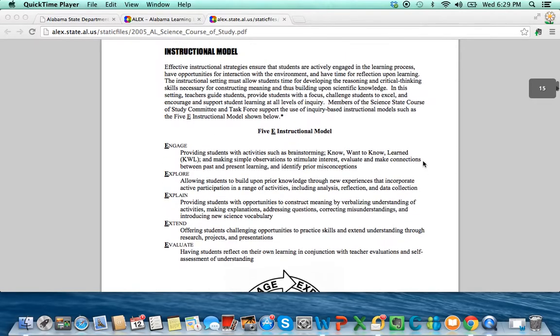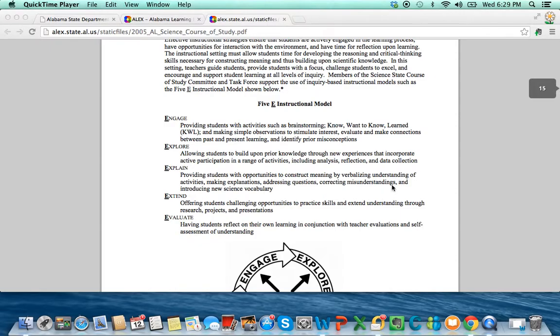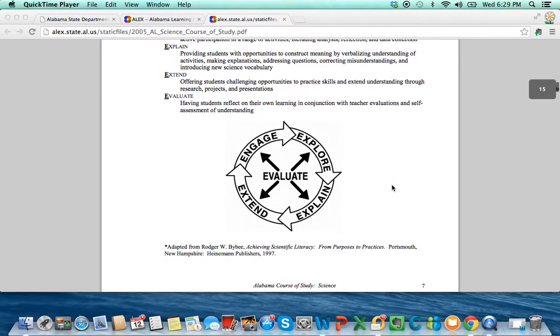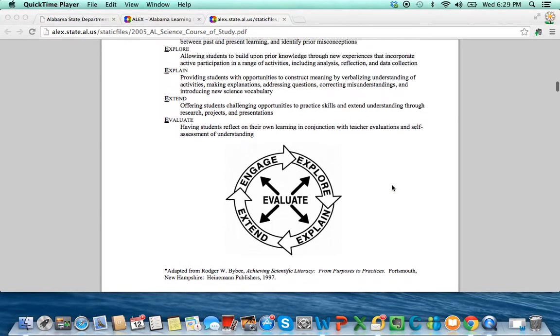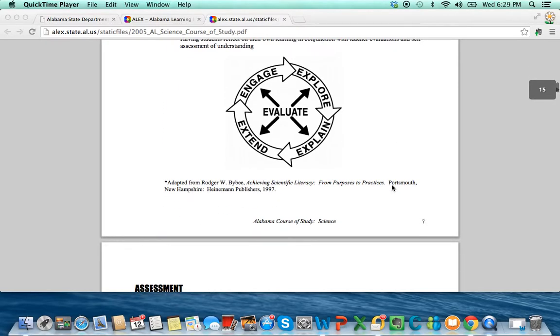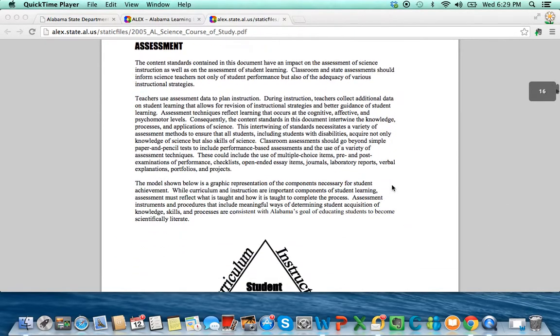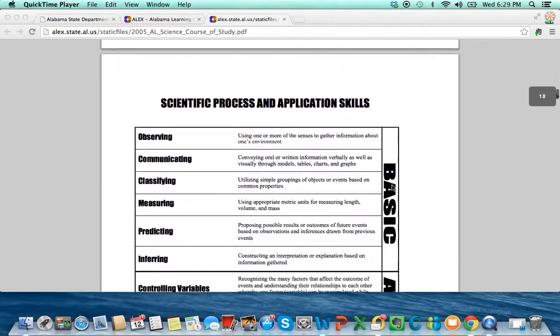Technology, and of course the 5E instructional model. And I will address this at some point in class. This is a very good instructional model. It was actually developed by the Biological Science Curriculum Study in Colorado by Roger Bybee, and you can see him down here, and he actually is one of the persons who's been a lead worker on the next generation science standards. And then of course it talks about assessment, diversity.